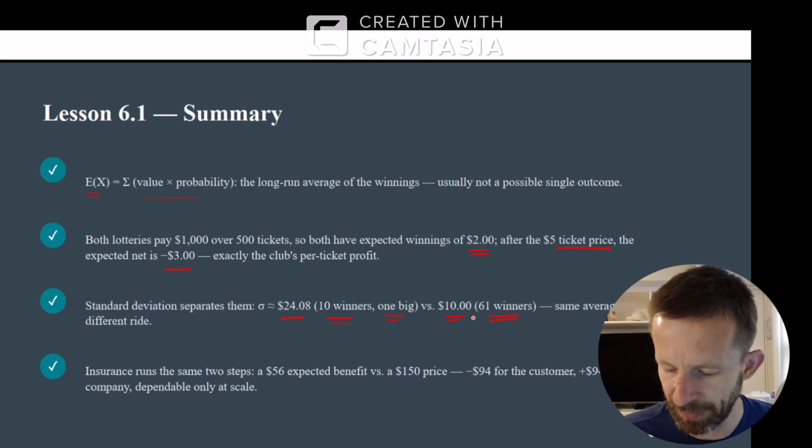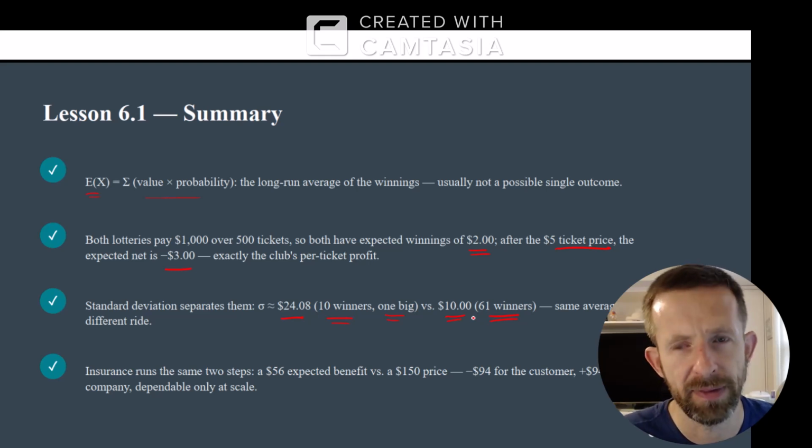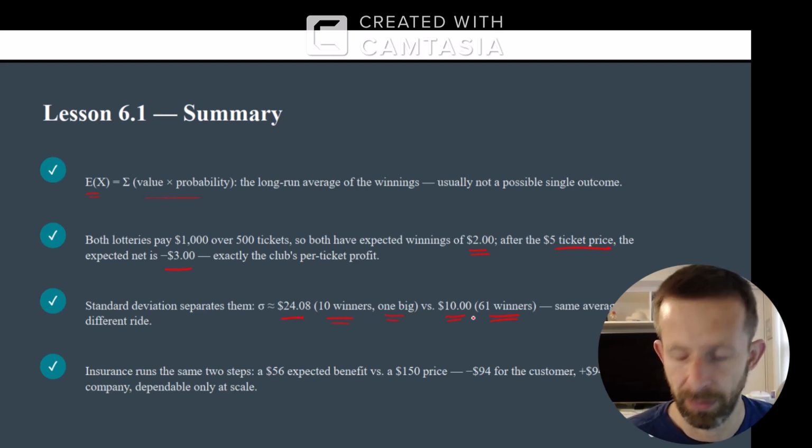Insurance runs the same two steps. You have some sort of probability of an event happening times the amount of money they have to pay out, and then they collect a premium on that. So that's lesson 6.1.